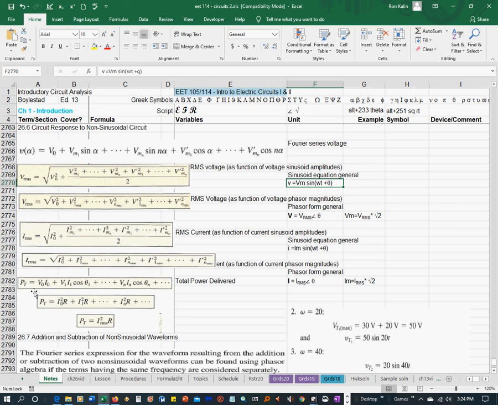The power is going to be V0 times I0, which is the average value of the voltage times the average value of the current, and then so on and so forth. It's V1 I1 cosine of theta 1. Theta 1 is going to be the difference between the two.